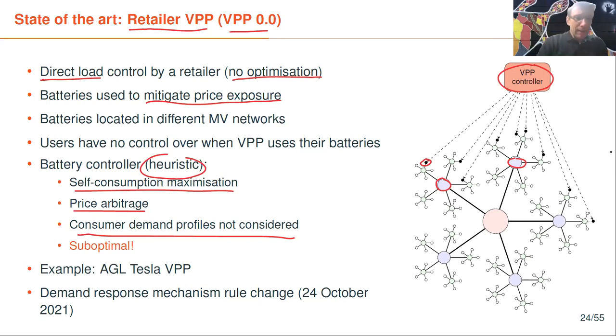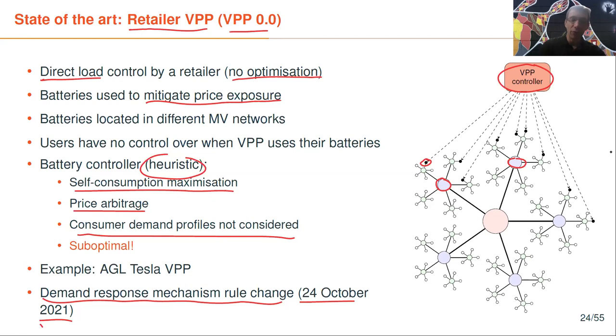Now I have to mention that in October this year, it will become possible for aggregators to bid also in the wholesale market. This is the so-called demand response mechanism rule change, which the Australian Energy Market Commission put in place. Now, interestingly, the aggregators will only be allowed to aggregate large scale loads, so not residential customers.